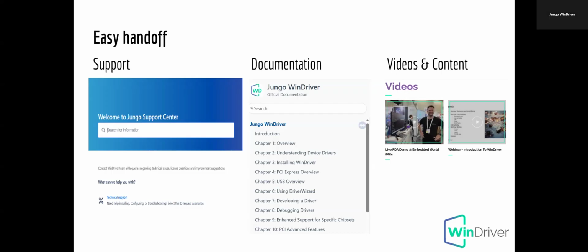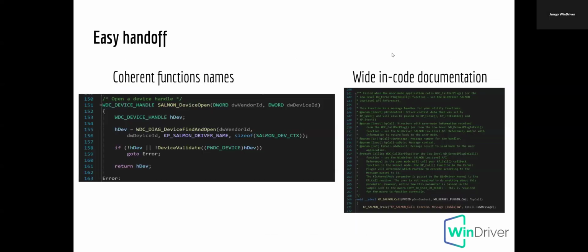So we make the handoff between teams easier by providing support, documentation and content, and also the code itself. The code has coherent function names. It does not depend on one person's logic, where during the handoff someone else decides that the function names are not as they should be. Let's say the driver name is Salmon, the device open function finds and opens the device. I will talk about these functions soon.